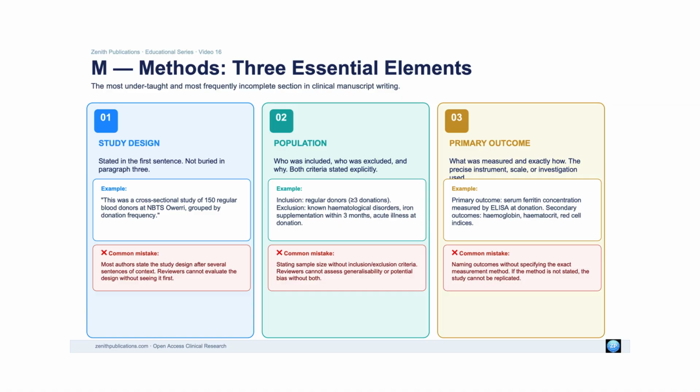Here is the pattern worth remembering. Most authors spend the most words on methods. Most reviewers say methods is the least complete section. The reason is simple, authors assume shared context. Reviewers do not share it.